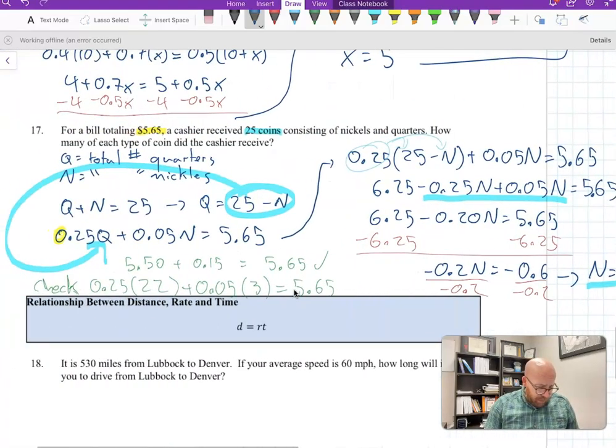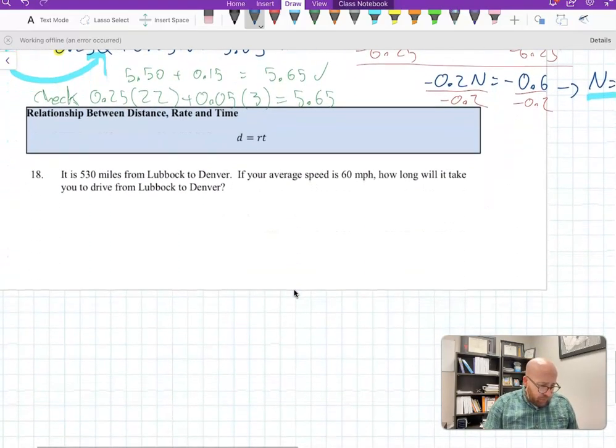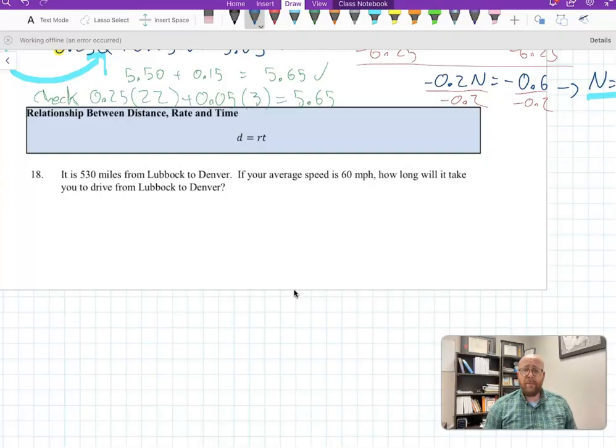Okay, final problem. Relationship between distance, rate, and time. The relationship is the following. Distance is equal to rate times time. The distance that you travel is equal to the rate at which you are going times the time that you are going that rate. We have the problem, number 18.